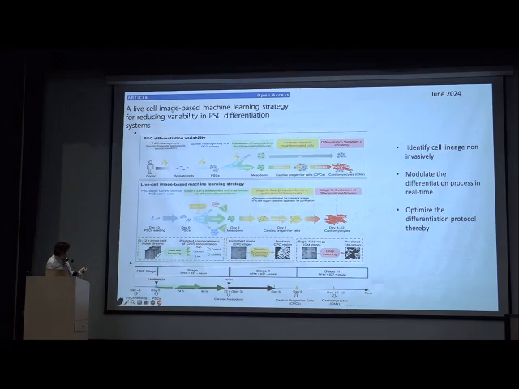Another one was a cell-based image machine learning strategy to help in the differentiation of these cells. So they were able to again characterize these cells. They could even optimize the differentiation protocol. These were all cardiac myocytes at this point in time, but even hepatocytes can be used for this differentiation, which can be done.